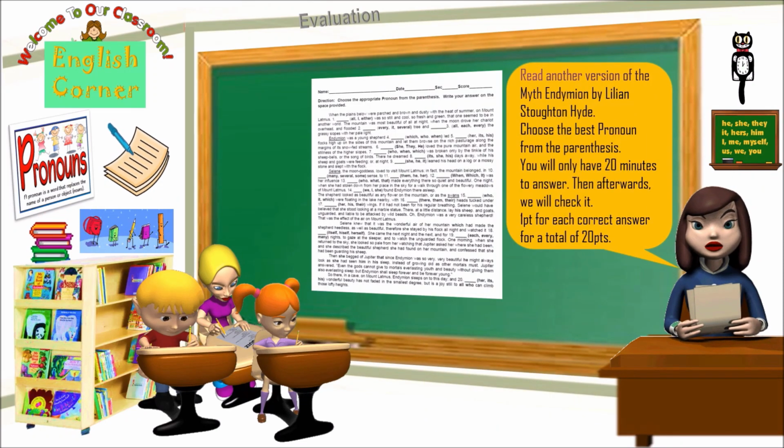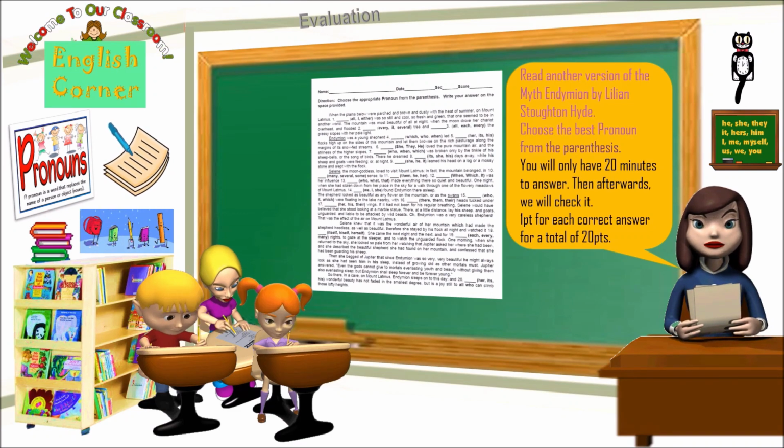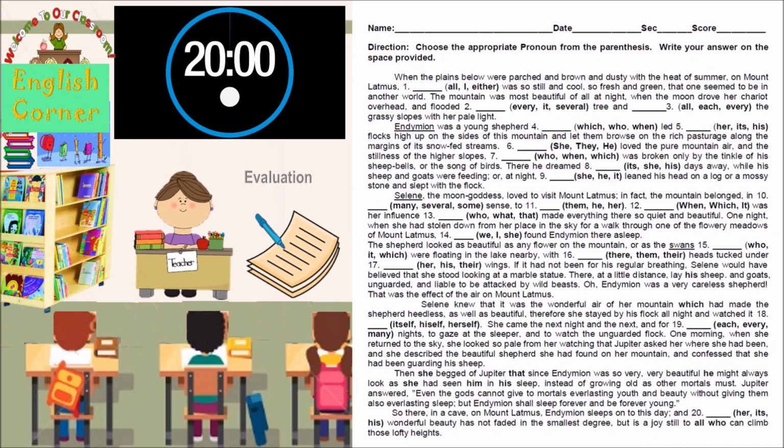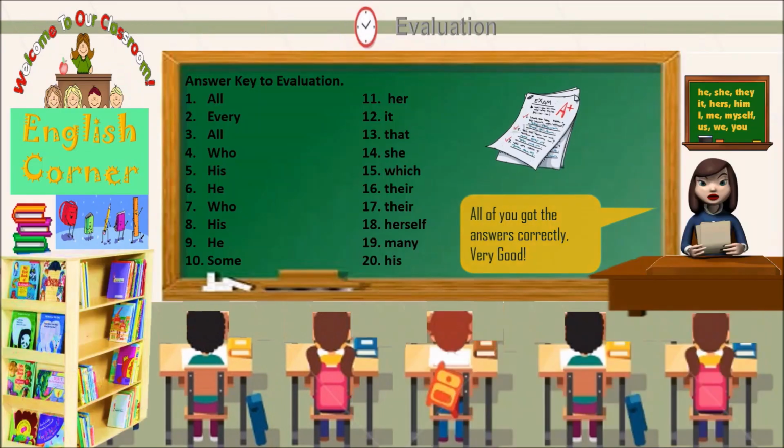For our evaluation, I have here another version of The Myth and the Myon by Lillian Stoughton-Hyde. All you have to do is to encircle the best pronoun from the parentheses. There are 20 items and you will have 20 minutes to answer the quiz. All of you got the answers correctly. Very good.